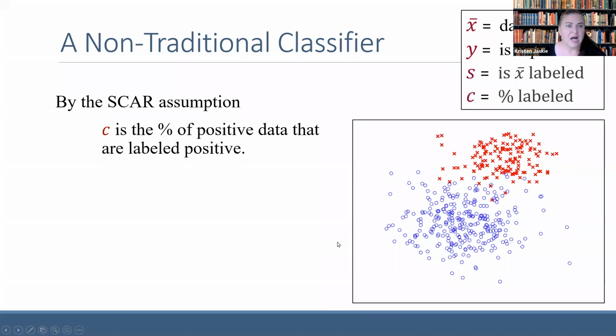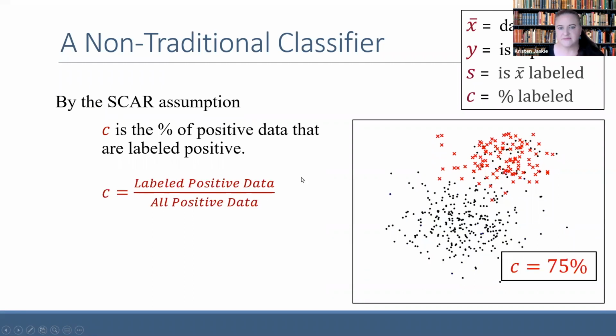Okay, so I want to go back to this C. C is the percentage of positive data that's labeled positive. So it's effectively the number of labeled positive data over all positive data. So here's an illustration of when C equals 75%, C equals 50%, 25%, 10%, right? This is just a feeling for the percentage of the labeled positive.